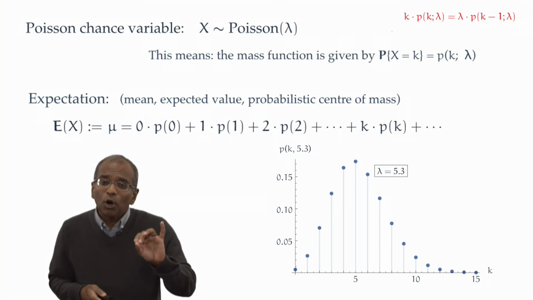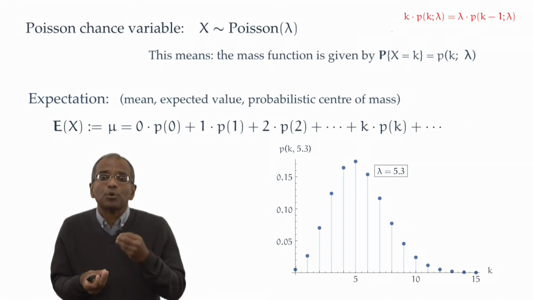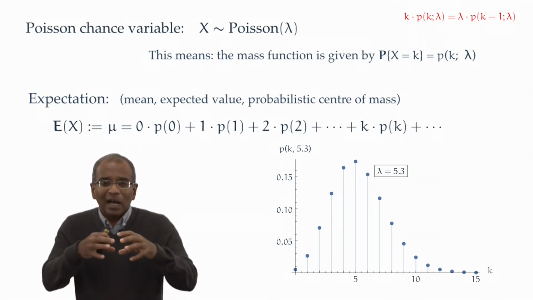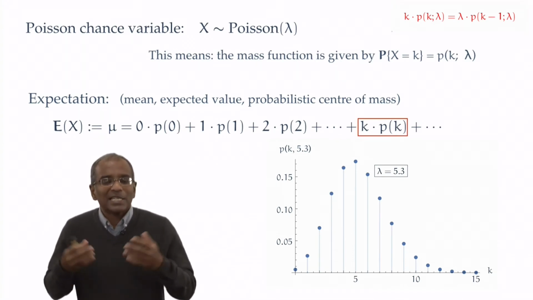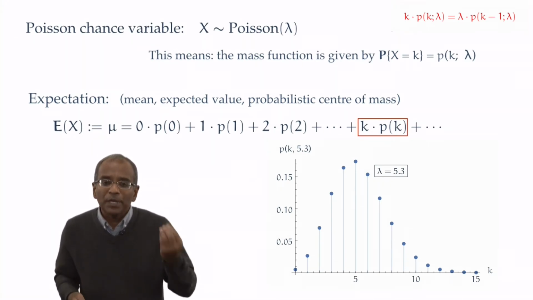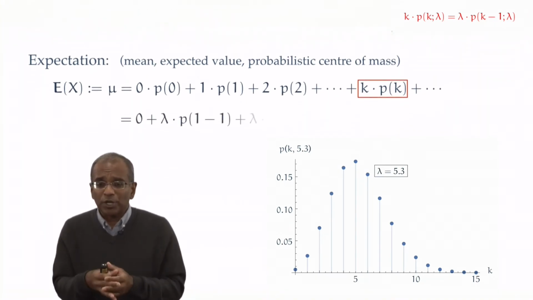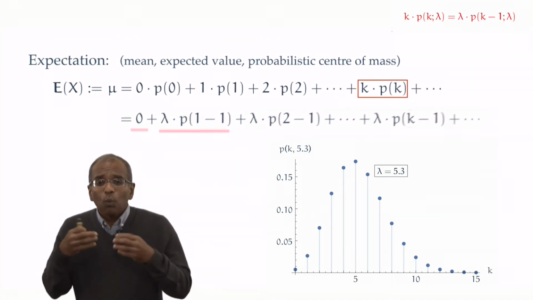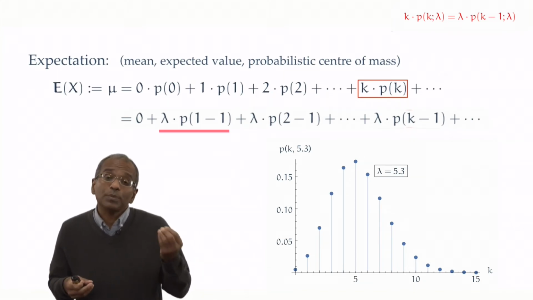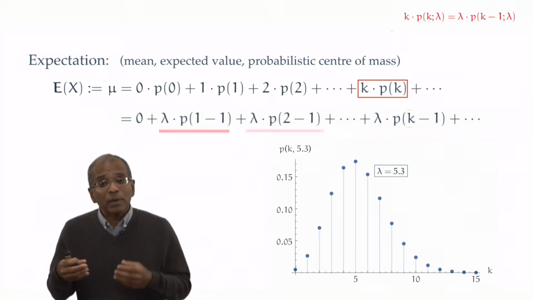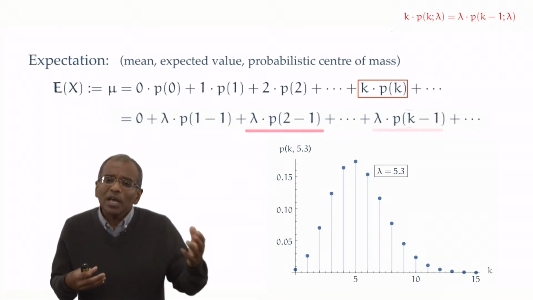Now, each term on the right-hand side is of the form of an integer k multiplied by a probability P of k. Our first basic Poisson identity immediately tells us how we can resolve this. K times P of k must be lambda times P of k minus 1. And immediately simplifying, we observe that 0 times P of 0 is, of course, 0. 1 times P of 1, with k playing the role of 1, is lambda times P of 1 minus 1. 2 times P of 2, now k is 2, becomes lambda of P of 2 minus 1, and so on down.